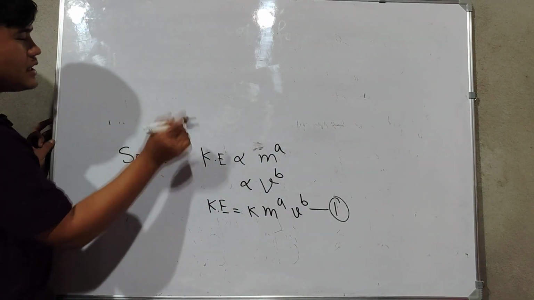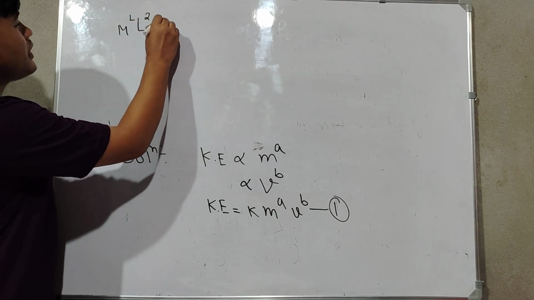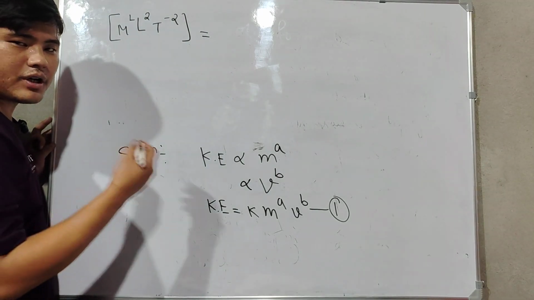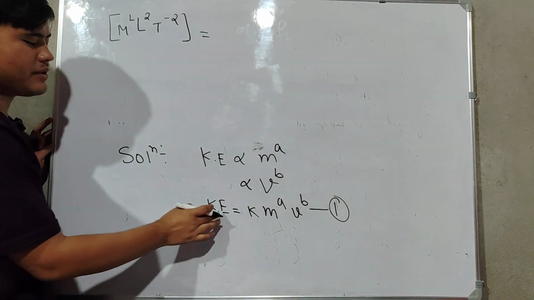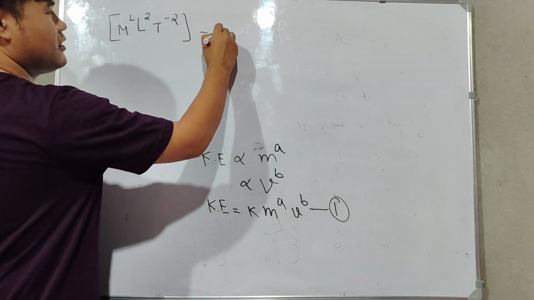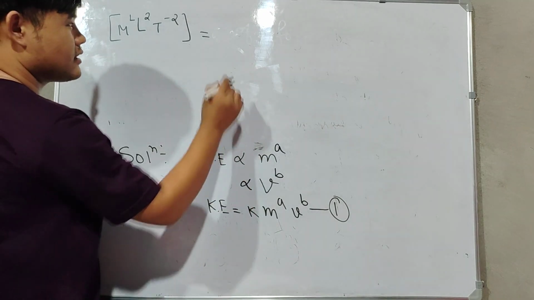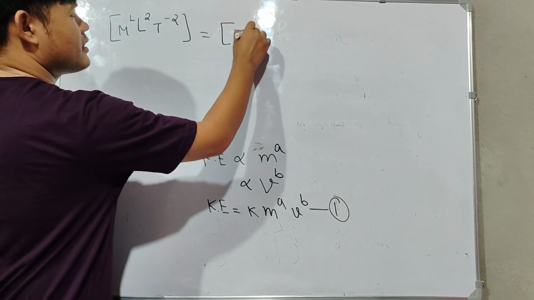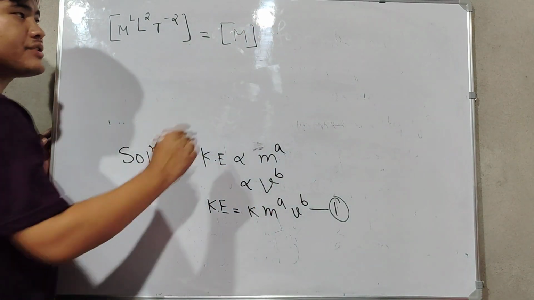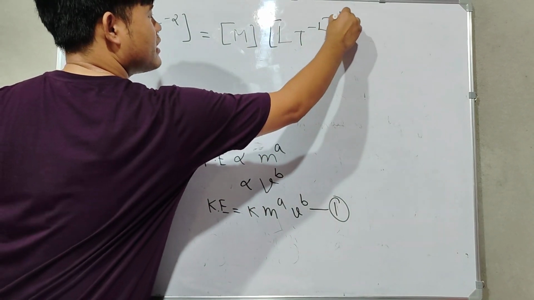So the dimensions of kinetic energy is the same as M^1 L^2 T^-2. This one we have done multiple times. If you have not done it, you do it and then you put it here. Now k means nothing. K doesn't have any dimensions, it is a constant. Mass will have the dimensions of M only, and then a. Velocity means L T^-1, and then b, right?